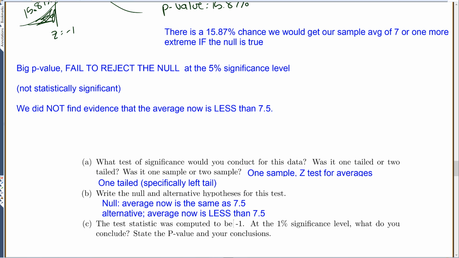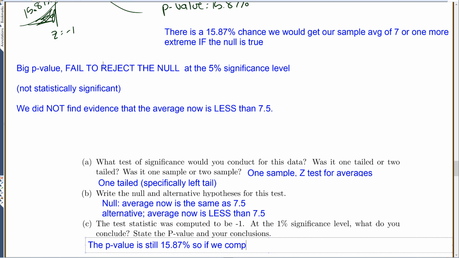Okay, so the test statistic was computed to be -1. At the 1% significance level, what do you conclude? So let's see if that would be different from what we did up above. So we compared it to 5%, but in our case, we already found the p-value. The p-value is still 15.87%. The p-value doesn't change if you change your significance level, you're just comparing it to something different.